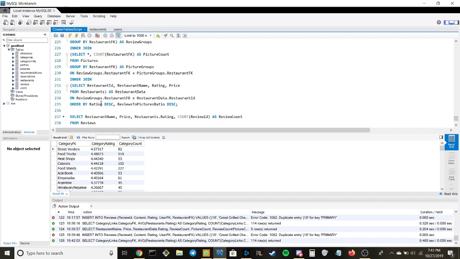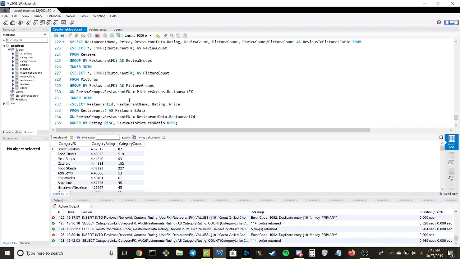These will be ordered by restaurant rating descending, so that the highest rated restaurants are on top, and then if they have the same rating, the next step is to have the reviews descending. And what this will tell us is, if a company has a good ratio between reviews and pictures, does this correlate with the high rating?